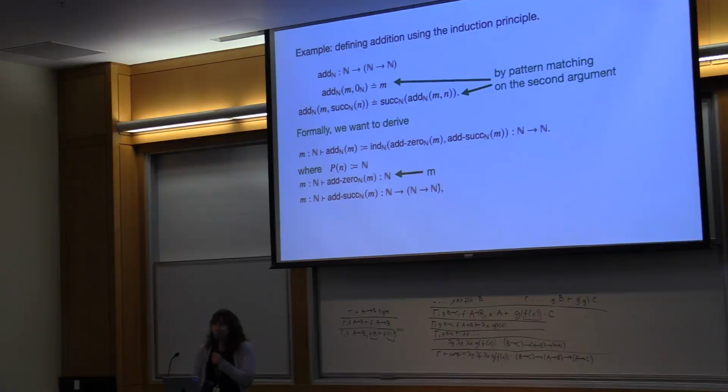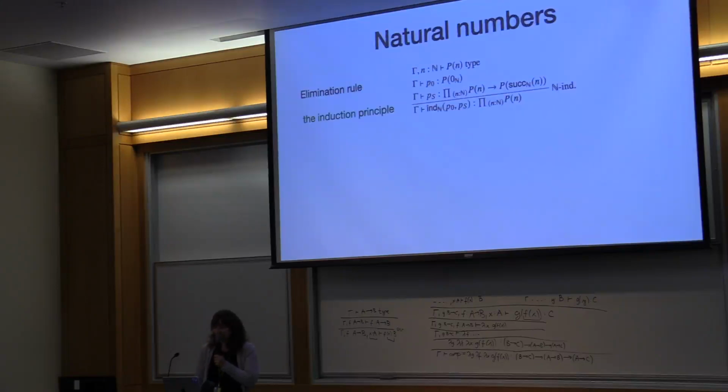Question? I have a question about the rule on the previous slide. Maybe I'm missing something, but why in the successor rule shouldn't we be allowed to assume that n is non-zero?